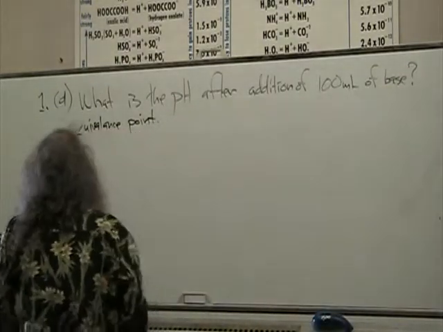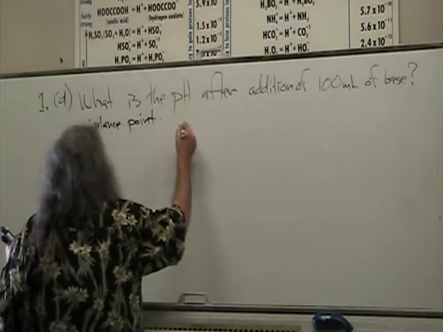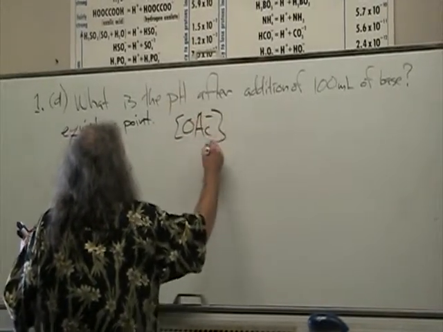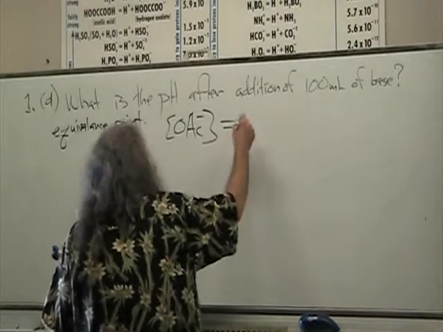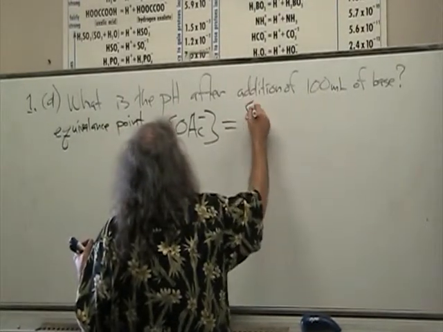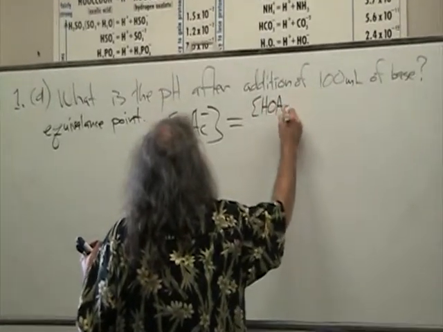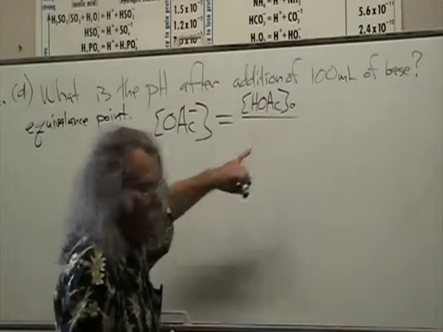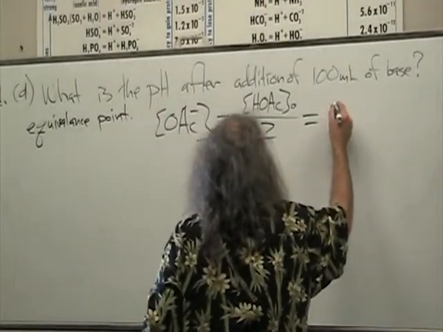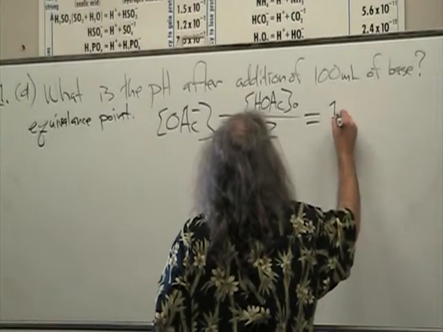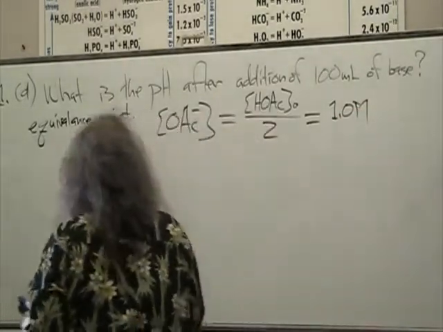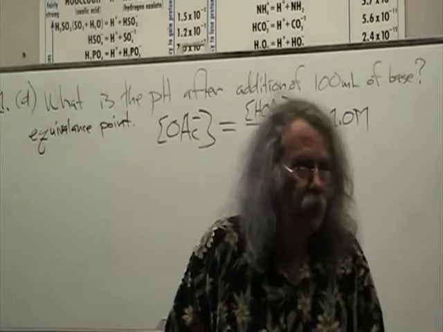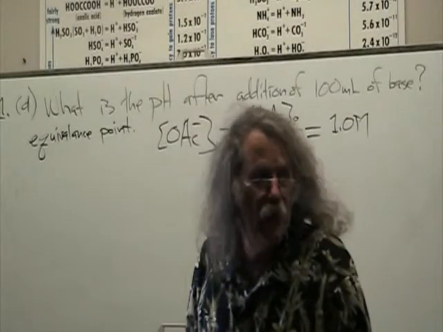Okay? And so we're going to have that, at the equivalence point, therefore, the acetate ion concentration is equal to the original, I'll put a little knot there to denote the initial concentration of the acetic acid, divided by 2, equals 1.0 molar. And now we're going to have to find the Kb for the base, for the acetate ion.